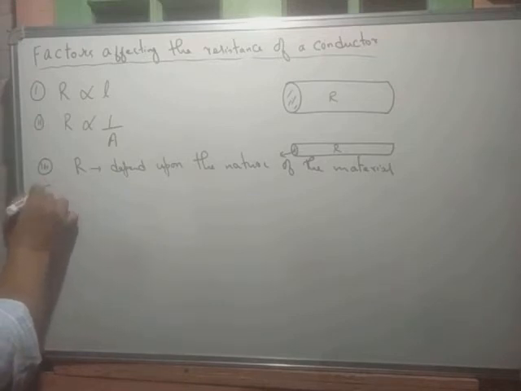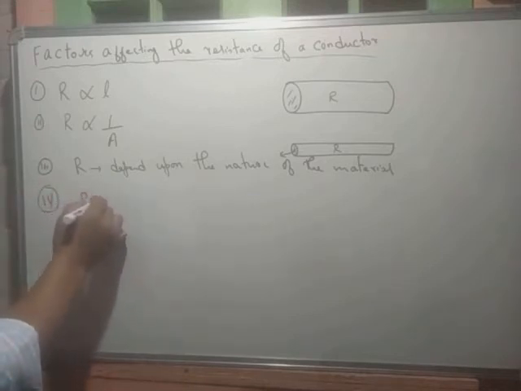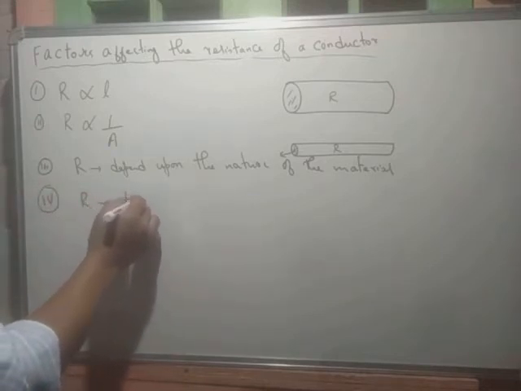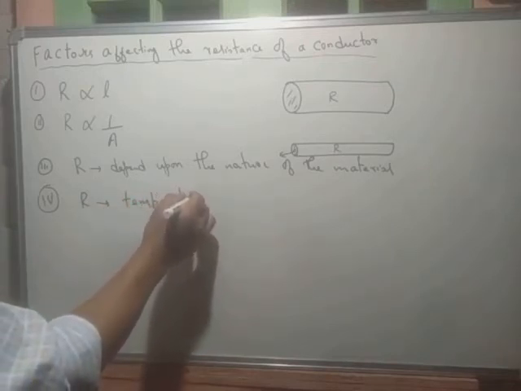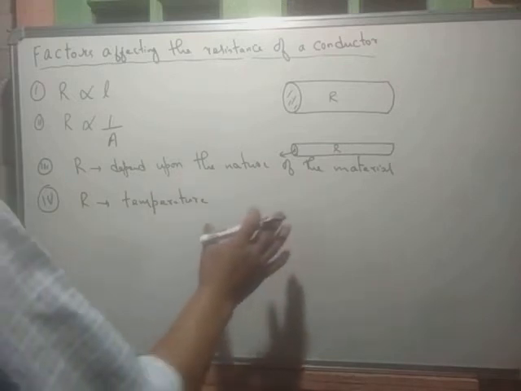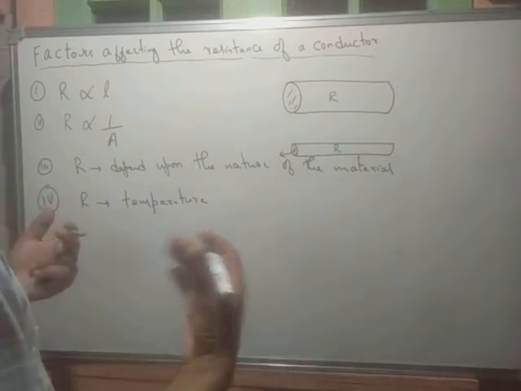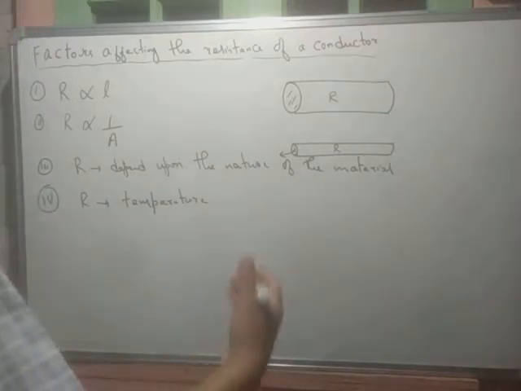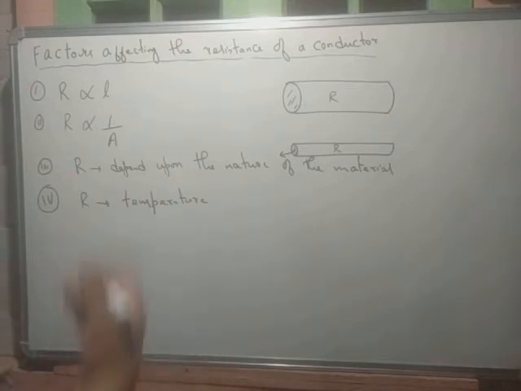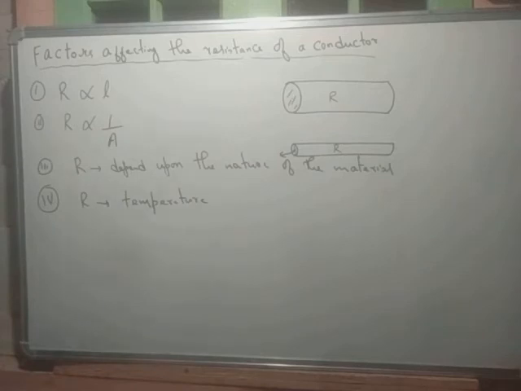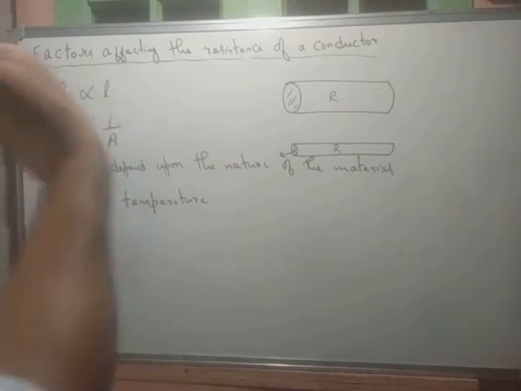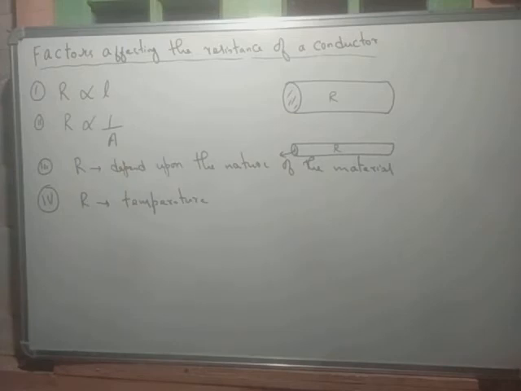The fourth point is that this resistance depends on temperature. So that means when the temperature of a conductor is high, the resistance also will be high, and when the temperature is low, the resistance will be low. Okay, so these are the factors which affect the resistance of a conductor.